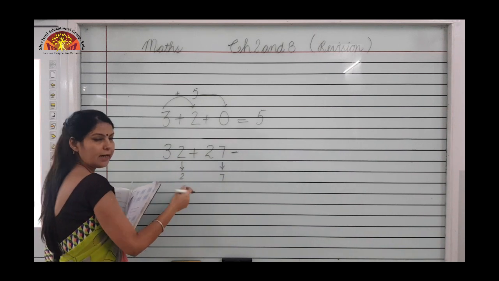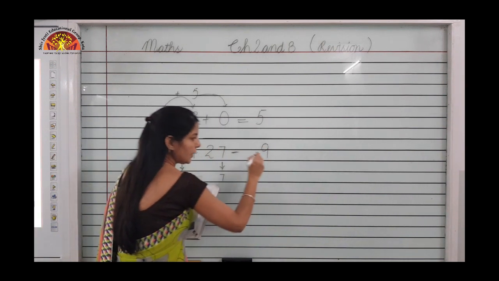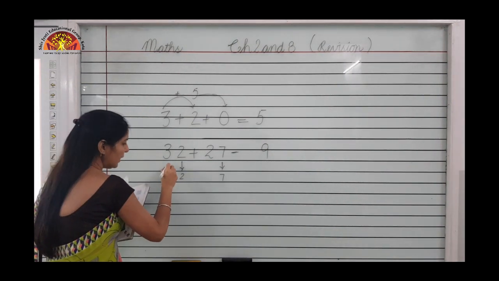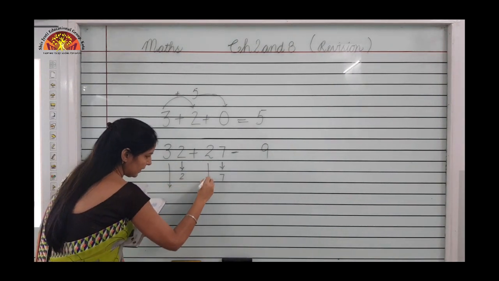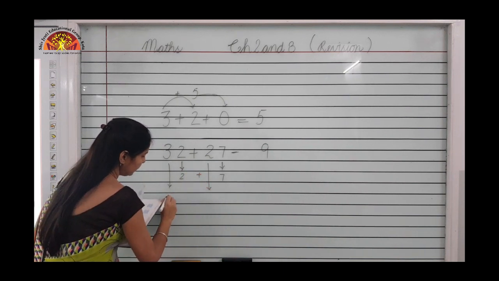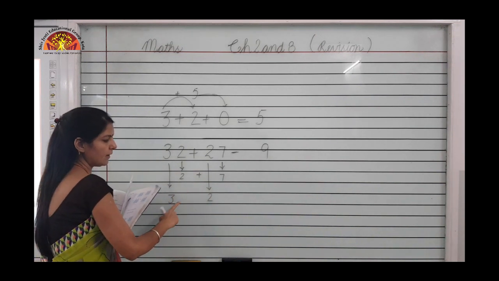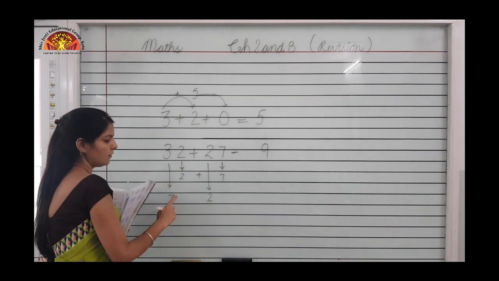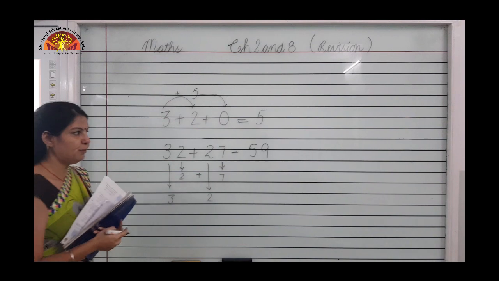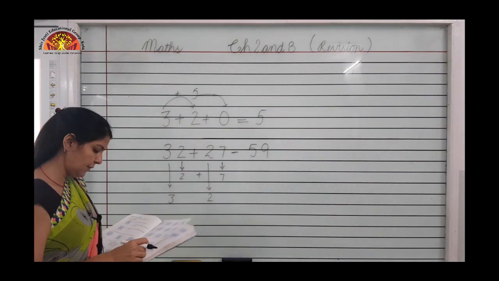What will we get after adding them? We will get 9. So we will write 9 at ones place, and after adding the ones place digits we will add the digits which are given at tens place. Here 3 and here 2. So what will we get after adding them? We get 5. So we will write it at tens place. I hope you have understood. Now the remaining sums you can do very easily.